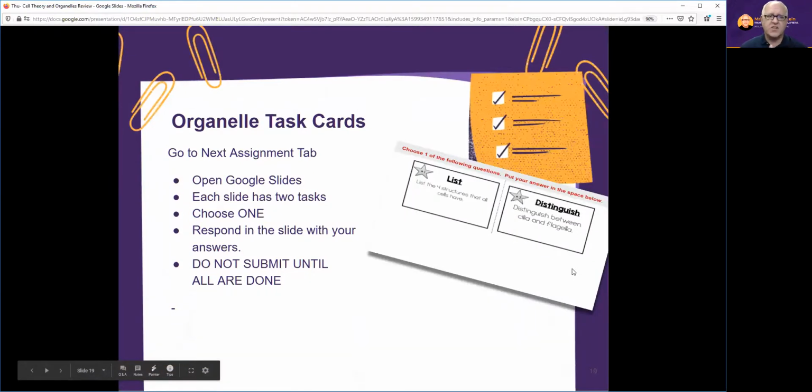Now, next thing you're going to do, go back, review all of your notes. Then go to the next assignment tab and you're going to open up a new set of Google Slides. It's already there. It's got your name on it. On each slide, there are 2 tasks. I want you to choose one task from that slide and respond to it on the slide with your answers. Keep on working on it, and then when you're done, you can submit it, but don't submit it until they're all done. It's due on Friday, so you've got some time to work on it.